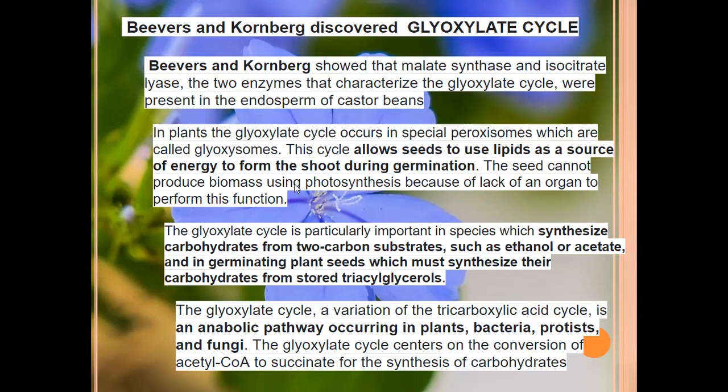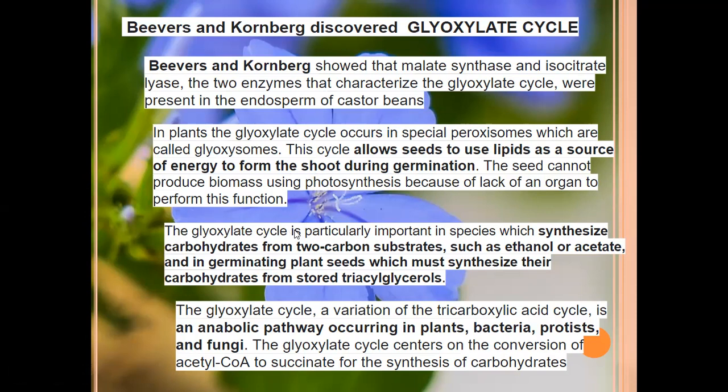So at that time the seed needs energy. That energy is gained from the stored parts, which are called lipids. The energy is collected from the lipids for the germination purpose.